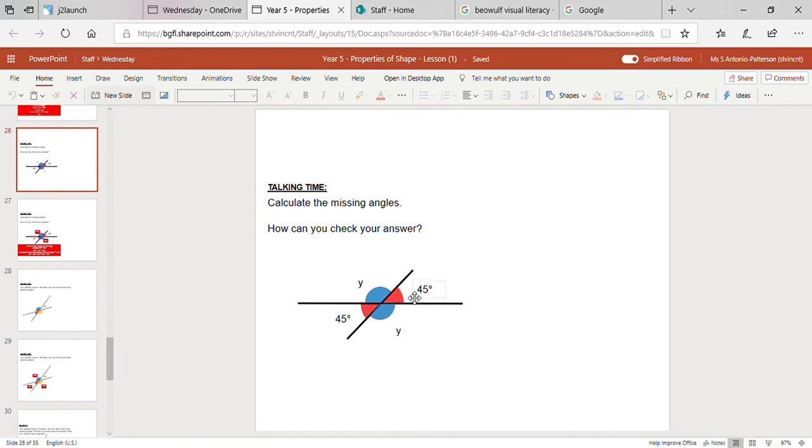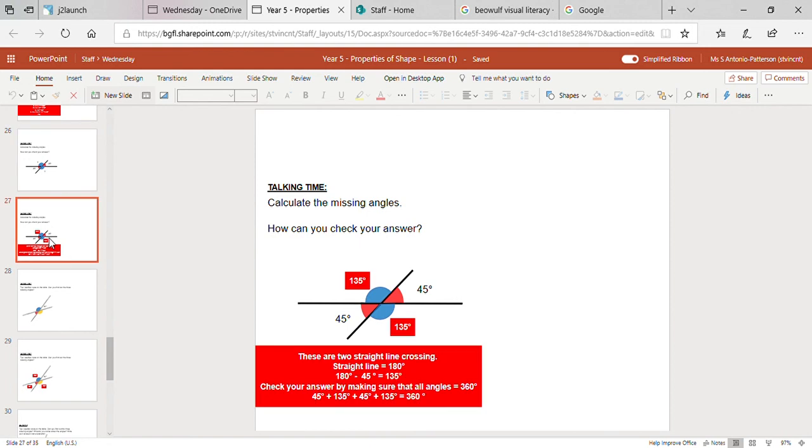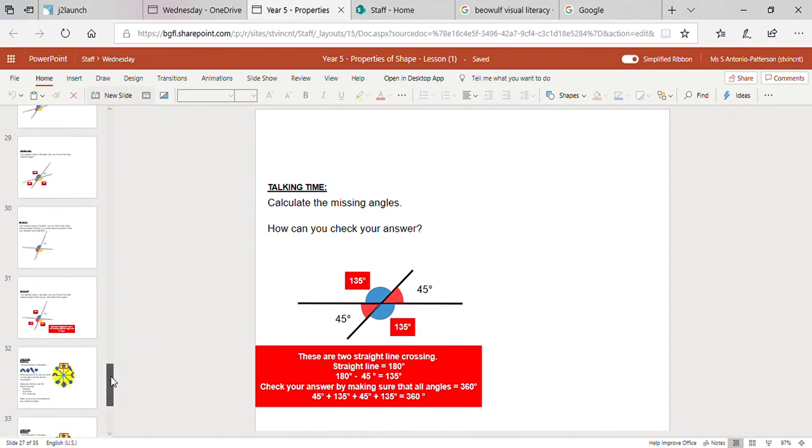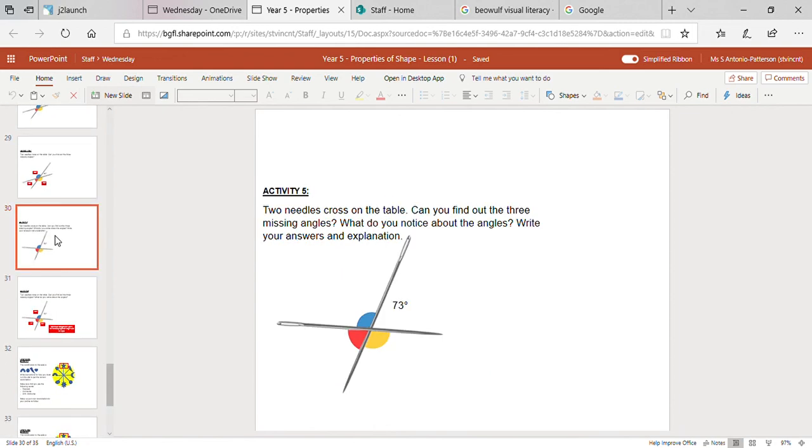We have two angles here. We know that these two must equal 180 degrees. And we know that these two angles are the same size. So what do we know about these two angles? They are also going to be the same size. We know that 135 add 45 gives you 180 degrees. And there we have our angles. Your next activity is here. So pause the video now, and I can't wait to see your explanations.